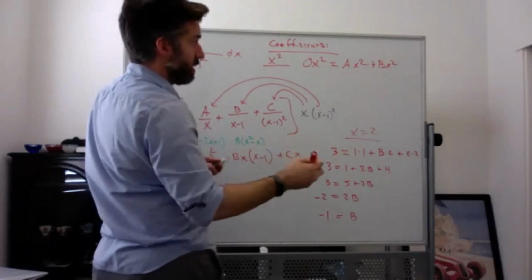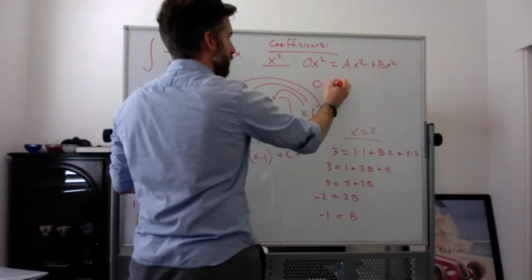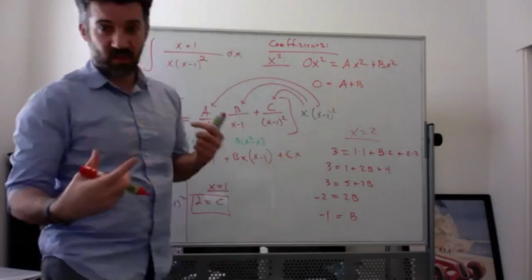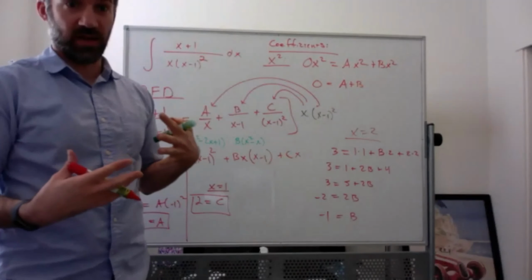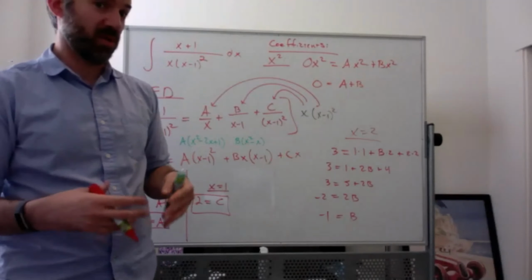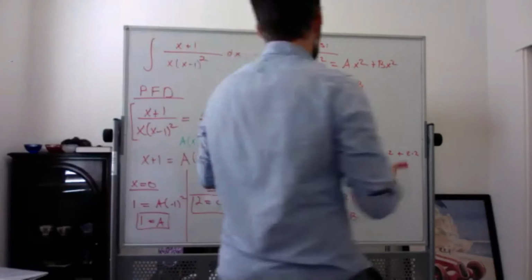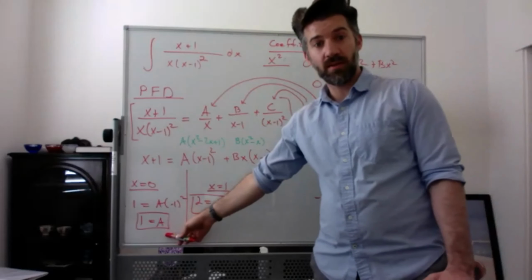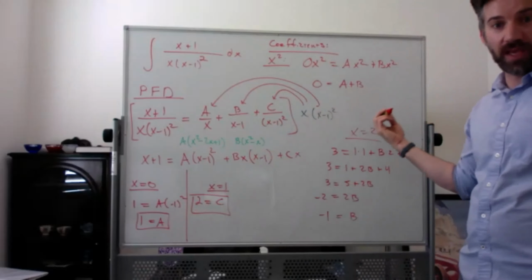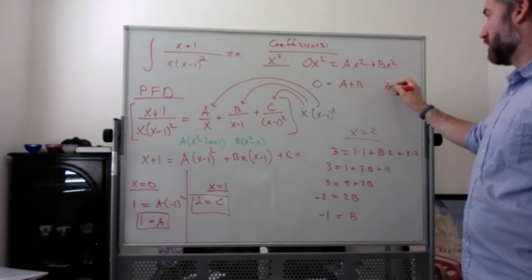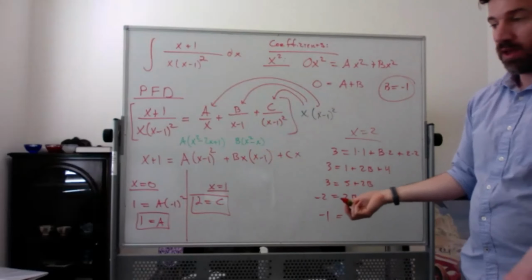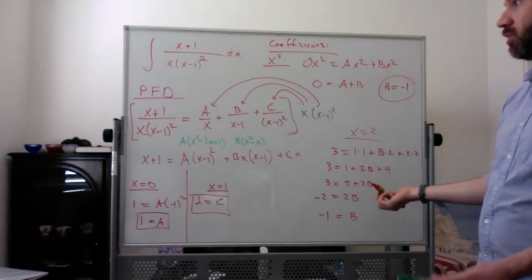So here's what I can say. I have 0x squared on the left. I have a plus b times x squared on the right. And the amount of x squared on the left has to be the same as the amount of x squared on the right. That's the only way polynomials are actually equal to each other. So a plus b has to equal 0. Knowing that a equals 1 means b has to equal negative 1. So that's another way you can figure out what b is, which I think is more convenient. I will leave it at that.